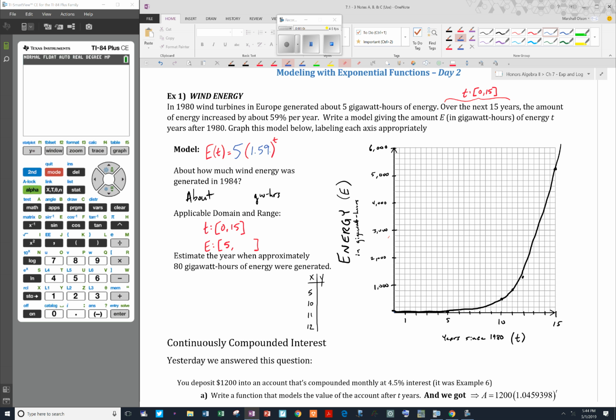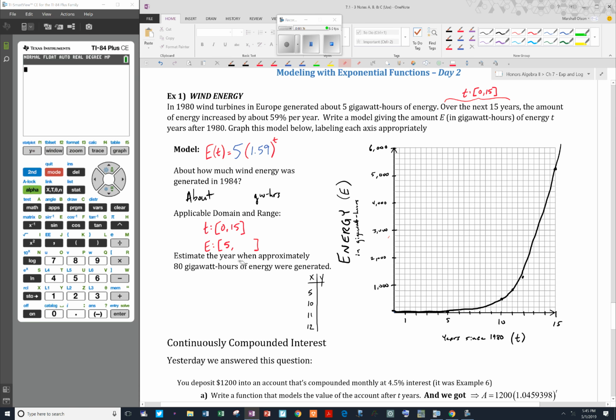So since it said that this goes from 1980 and then for the next 15 years to 1995, we know that we want t to be 0 to 15. That actually is our applicable domain in this problem, and I have that written down here. Now the range, I know the smallest amount is 5, so I already have that there too. And we'll figure out what that end value is in a second when t is 15.